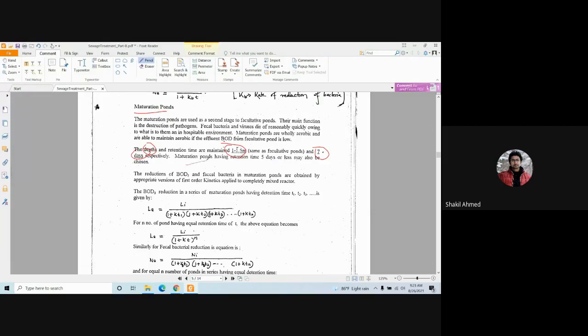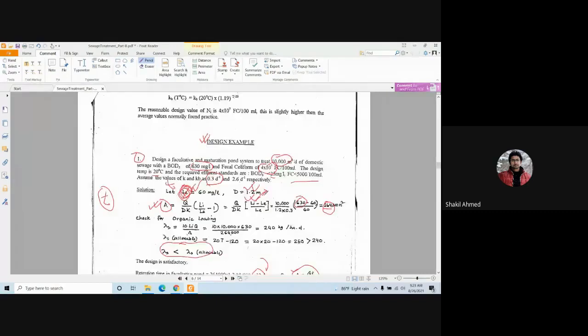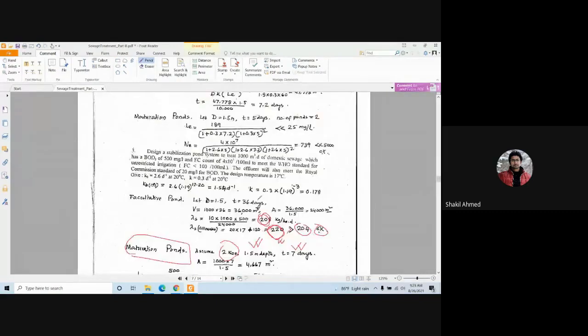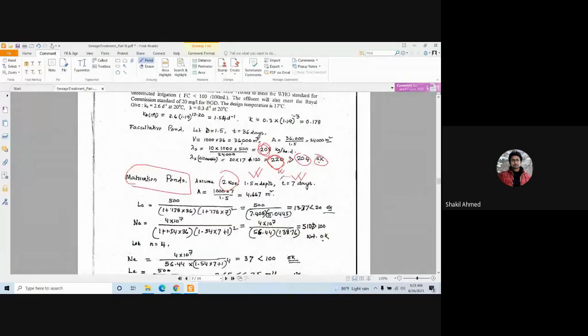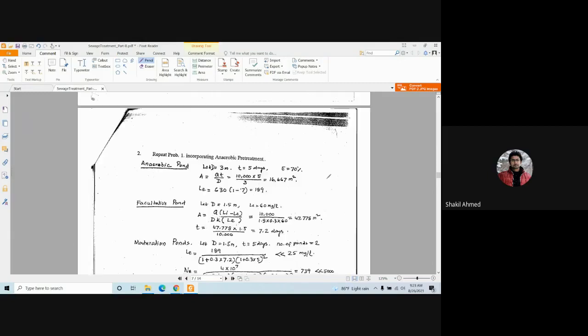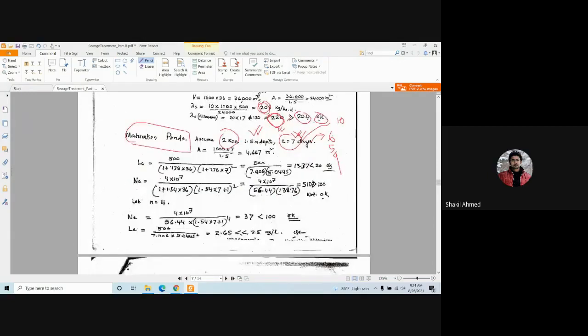Sometimes maturation pond detention time can be 5 days or less also. So based on that, for the maturation pond we are assuming T equals 7 days. We could have also assumed 6, 5, or 4, but we cannot assume 10 here. D equals 1.5 meter.